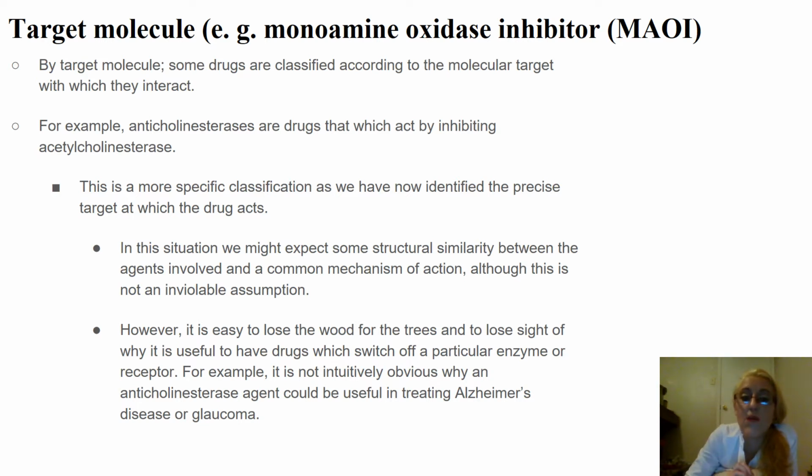In this situation, we might expect some structural similarity between the agents involved and a common mechanism of action, although this is not an inviolable assumption.